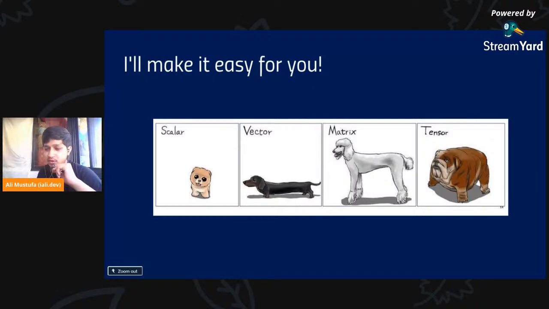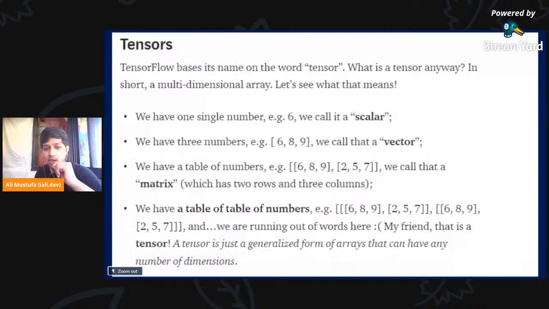Usually when you go ahead in your future, you will not see small data sets like iris or housing or other small data sets. You're going to see big data sets, and they will be represented in the form of tensors or n-dimensional arrays. You can see this slide. This is a piece which I took from Medium, and this is amazing because it explains the concepts very easily.